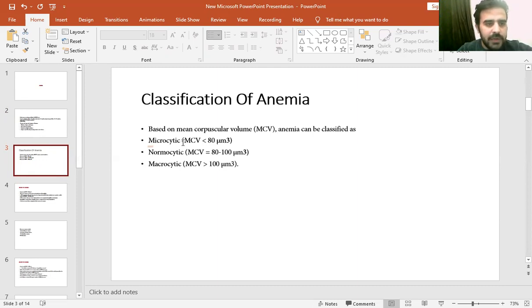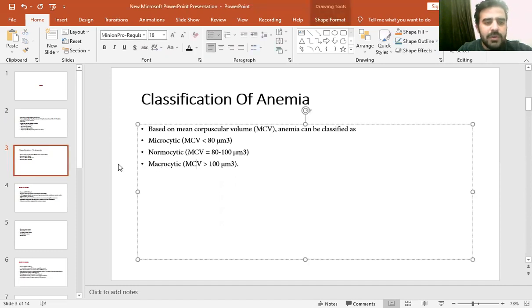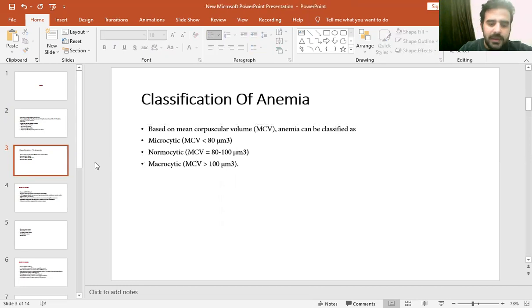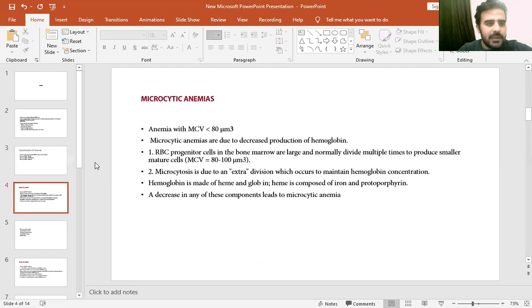Number one, microcytic anemia, when the MCV is less than 80 micrometer cube. Normocytic, when the MCV is 80 to 100, the normal MCV. And macrocytic, when the MCV is more than 100 micrometer cube. So we have three types of anemia: microcytic, normocytic, and macrocytic. In all three types, we have different pathological conditions.